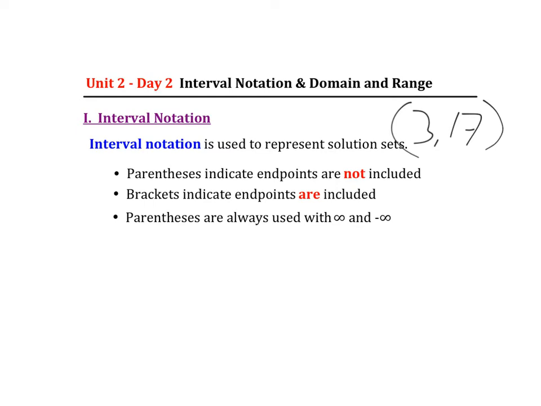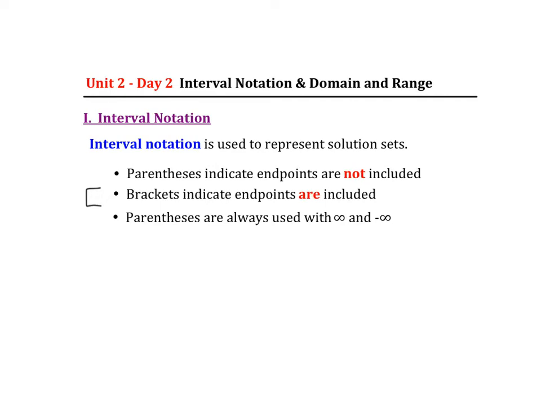Now, when we do this, it's important to keep track of whether we're using parentheses or brackets, because parentheses indicate that an endpoint is not included. So everything up to a certain value, but not including that value. Brackets, which are kind of like squared off parentheses, indicate that that endpoint is included.